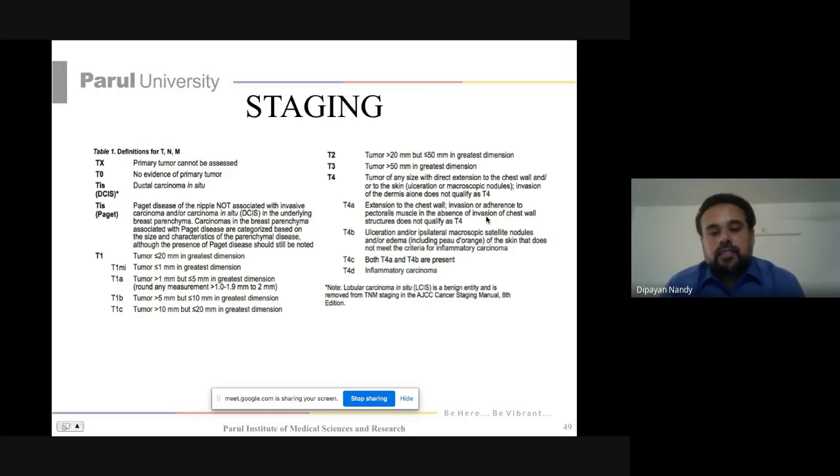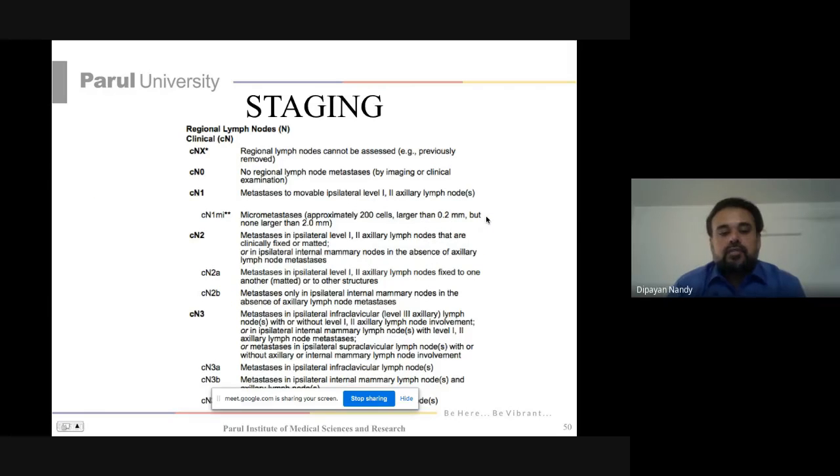T4B again is the involvement of the chest. Like T4A was deep involvement, T4B is superficial involvement. So involvement of the skin or nipple-areolar complex with peau d'orange, fungation, ulceration comes as T4B. Combination of both is T4C, and an inflammatory carcinoma is T4D.